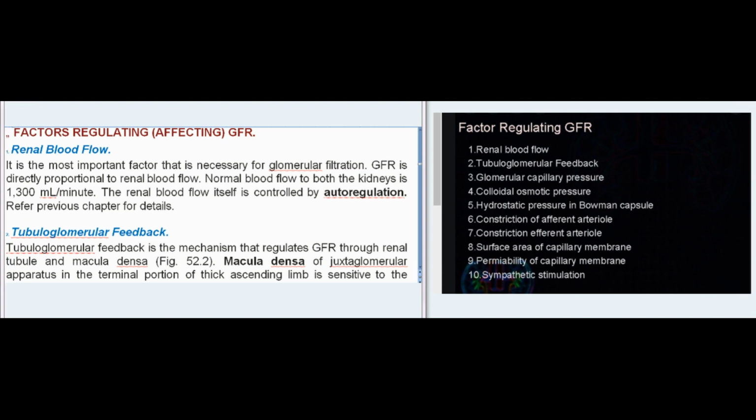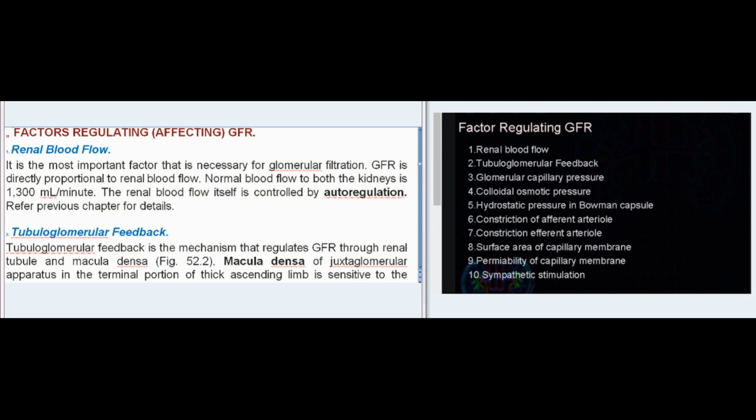Factors affecting GFR. Renal blood flow. It is the most important factor that is necessary for glomerular filtration. GFR is directly proportional to renal blood flow. Normal blood flow to both the kidneys is 1,300 ml/minute. The renal blood flow itself is controlled by autoregulation. Refer to the previous chapter for details.